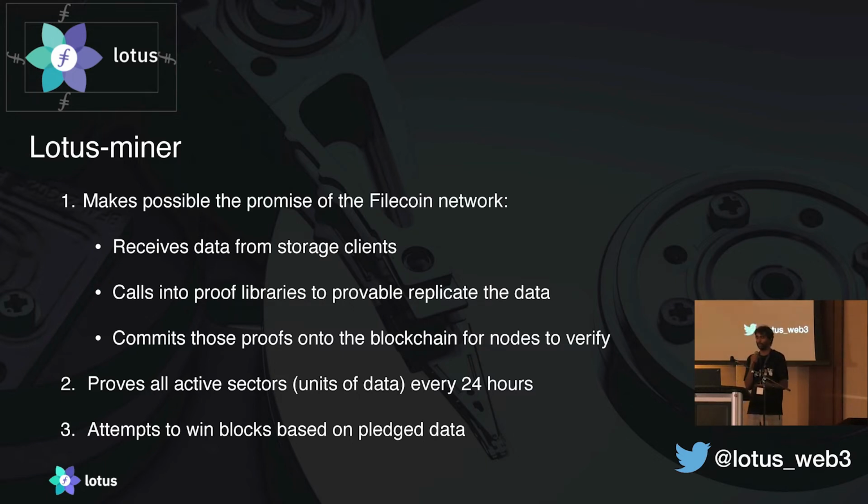The Lotus miner also proves all of those active sectors, a sector being a unit of data, every 24 hours, and can attempt to win blocks based on the pledged data. Winning blocks in Filecoin is a lottery-based system, depending on the amount of data that you've pledged. So based on the data that your Lotus miner knows that you've pledged, it can, every 30 seconds, every epoch, try to win a block, and if it does, it submits that block out onto the Filecoin network, and hopefully you win some block rewards from it. Obviously, another foundational part of the Filecoin blockchain.